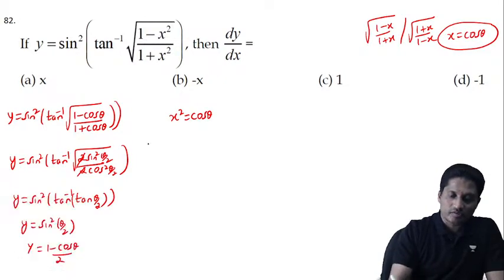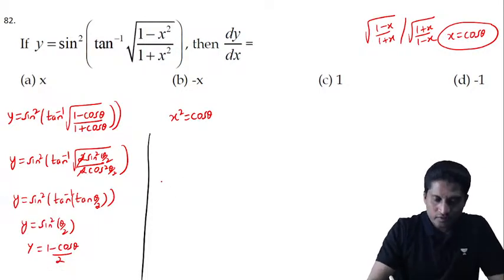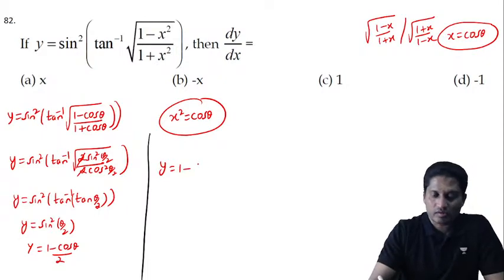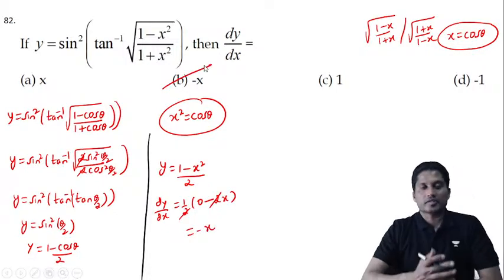Okay, now if I substitute, this is y is equal to (1 minus cos theta) divided by 2, where cos theta is x square. dy by dx is equal to, half is a constant, differentiation of 1 is 0, differentiation of x square is 2x. 2 and 2 cancels, you will get this as minus x. Answer is option B.